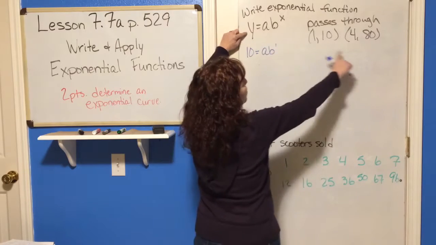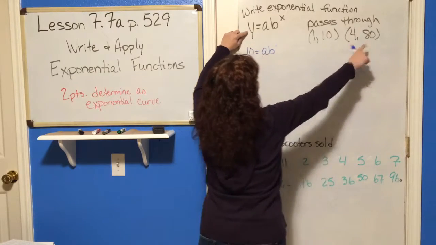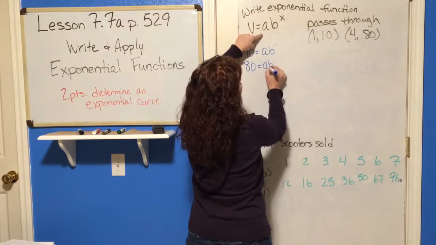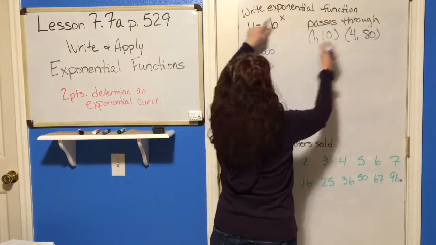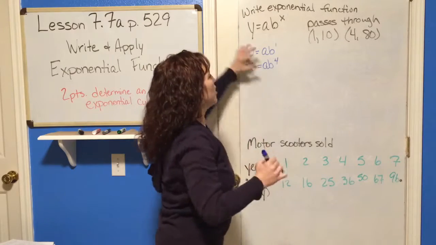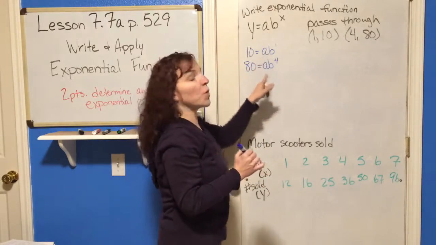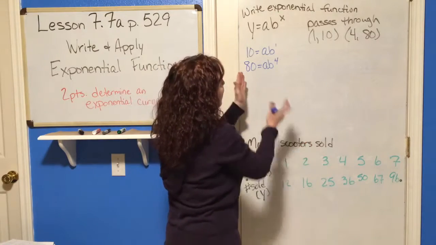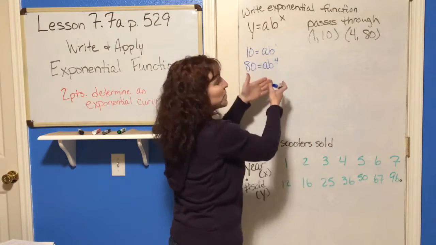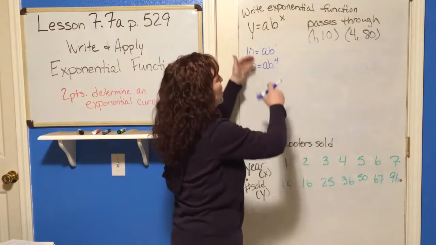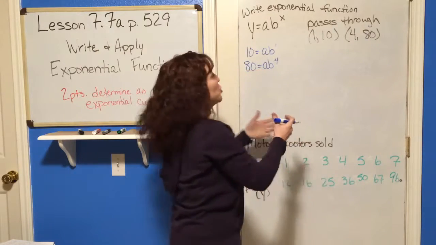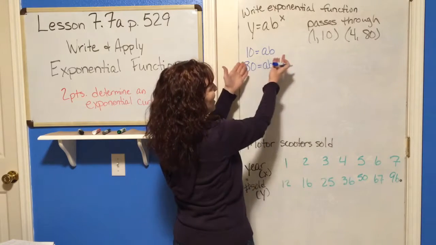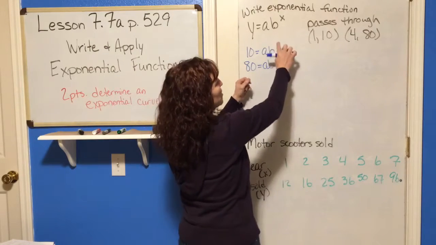Then your second point is (4, 80), so 80 equals a b to the x power, and the x is 4. Now we have 2 equations with 2 unknowns, and we know how to solve those. In this case, we can't use addition, but we can use substitution. Let's take that little 1 off, which makes it even easier.